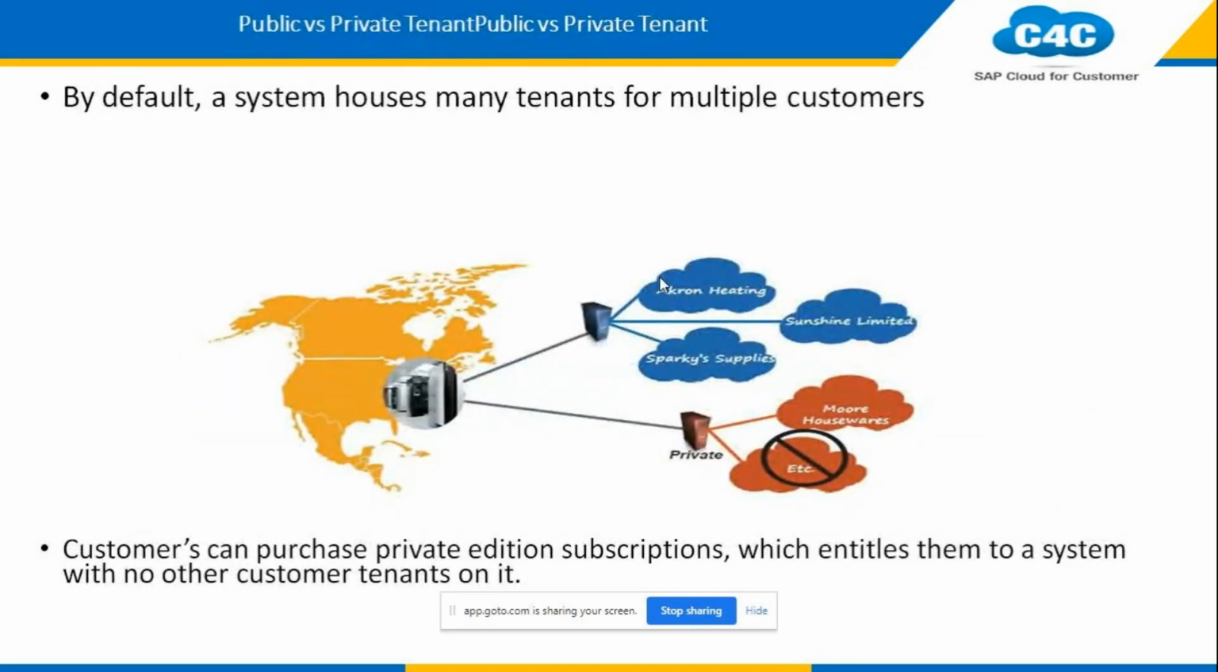Going to the next topic about the private and public tenant. What is the difference between private and public tenant? You can see here this is called a server. Server means anywhere in the world it will be located by SAP. On the basis of a server there are systems, and each system has applications or tenants. These, Sunshine and Sparky, are all tenants. Each server can have multiple systems and each system can have multiple tenants.